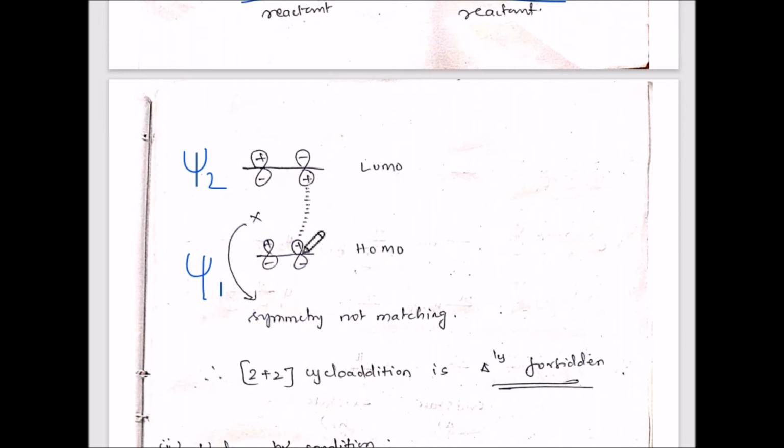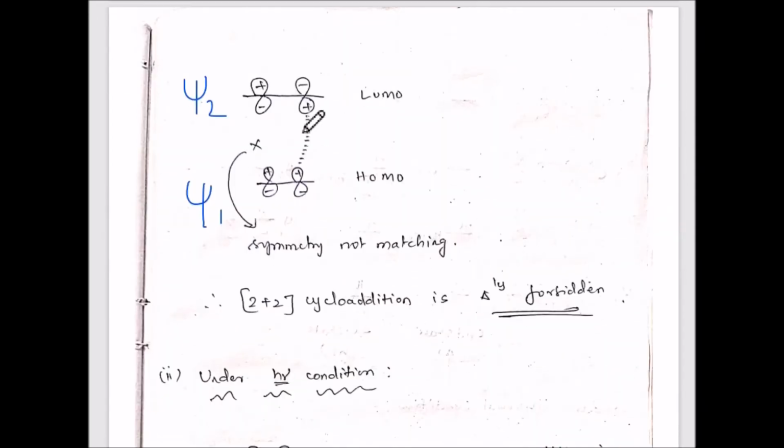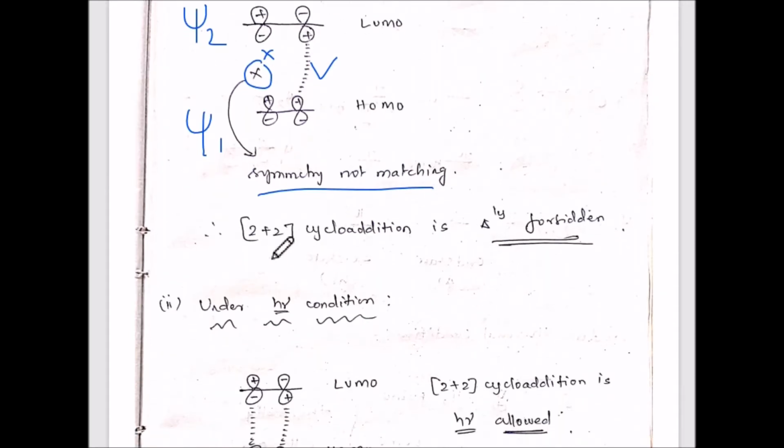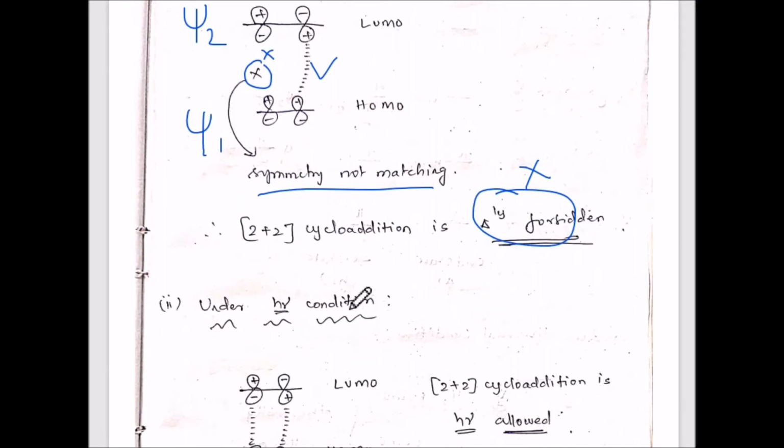You can see the interaction here, plus and plus are interacting, so here a bond is possible, but here you see the symmetry is not the same. What is the first point we discussed here? The sign of the coefficients of HOMO and LUMO of the reactants should be the same, but here only one end has the same condition, and the other is not applicable. So the symmetry is not matching, so the 2 plus 2 cycloaddition is thermally forbidden, right? Thermally it is not possible.